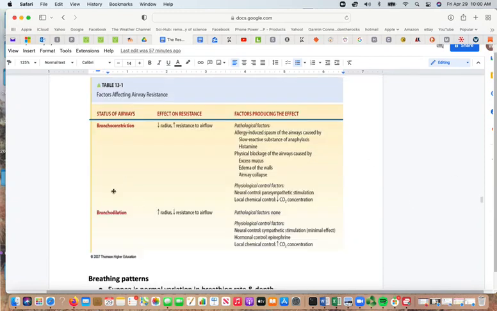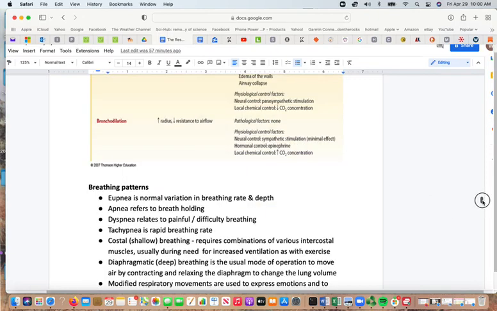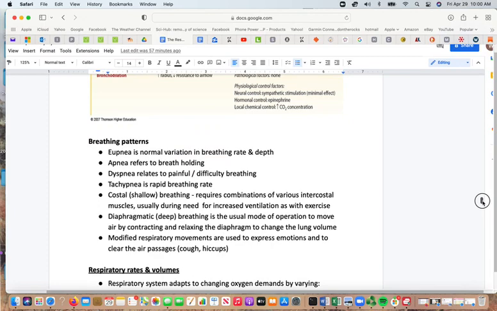So this gives you a nice little comparison of bronchoconstriction and bronchodilation, things that can cause it and what's actually happening to the resistance. So bronchoconstriction, you increase the resistance. Bronchodilation, you decrease the resistance. So we can have some altered breathing patterns.